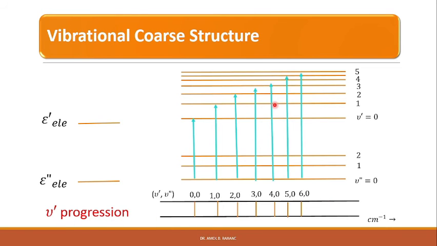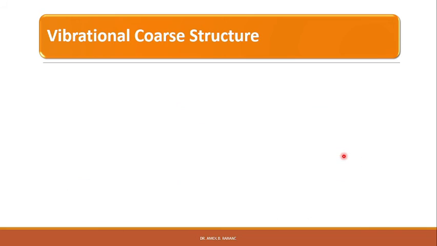The diagram shows that the lines in a band crowd together more closely at high frequencies. This is the direct consequence of the anharmonicity of the upper state vibration, which causes the excited vibrational levels to converge. So this is the vibrational coarse structure.